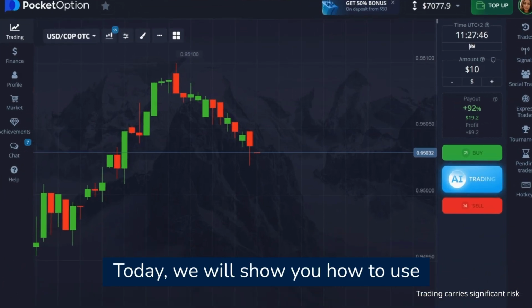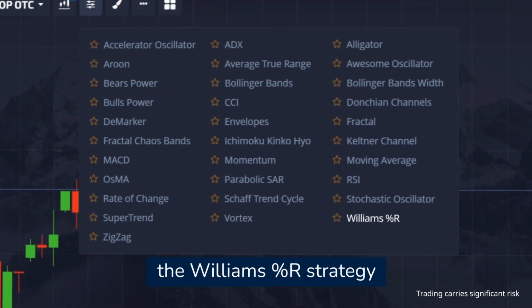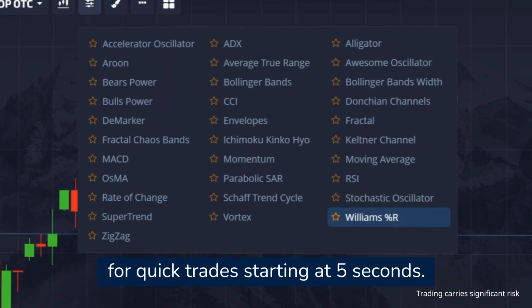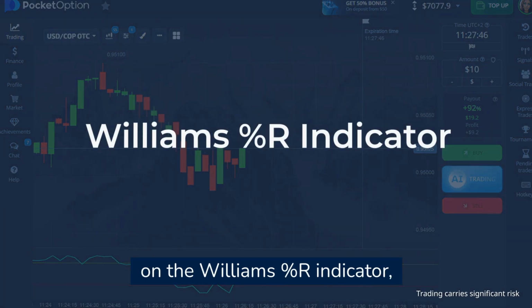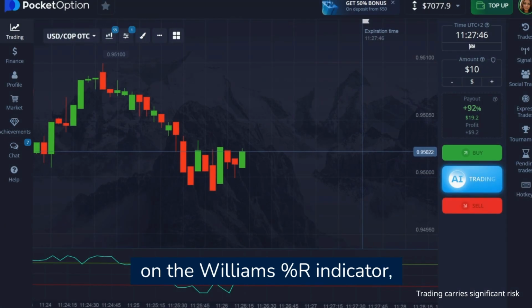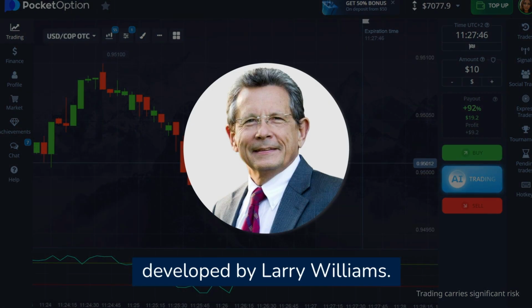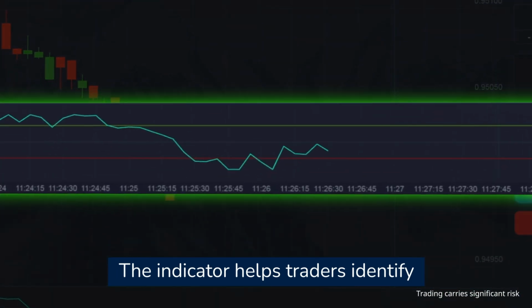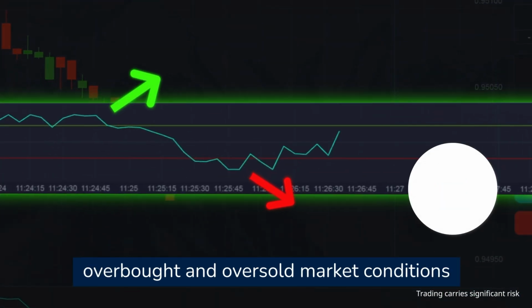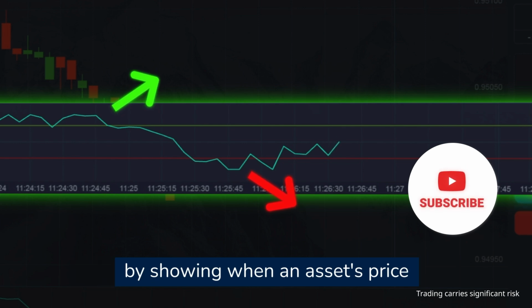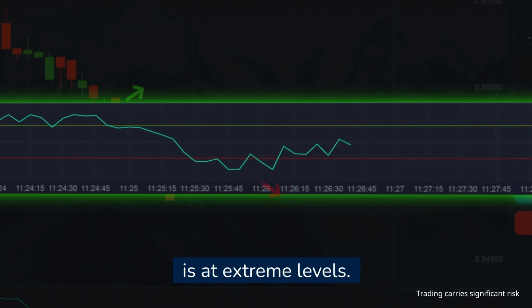How to use the Williams percent range trading strategy. Today, we'll show you how to use the Williams percent range strategy for quick trades starting at 5 seconds. This strategy is based on the Williams percent range indicator, developed by Larry Williams. The indicator helps traders identify overbought and oversold market conditions by showing when an asset's price is at extreme levels.